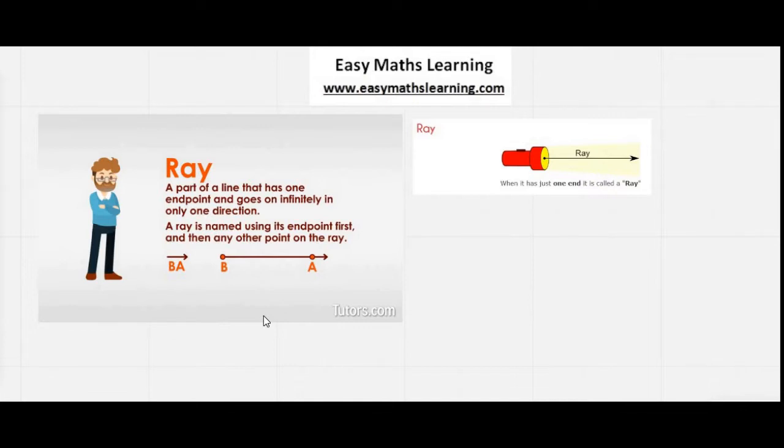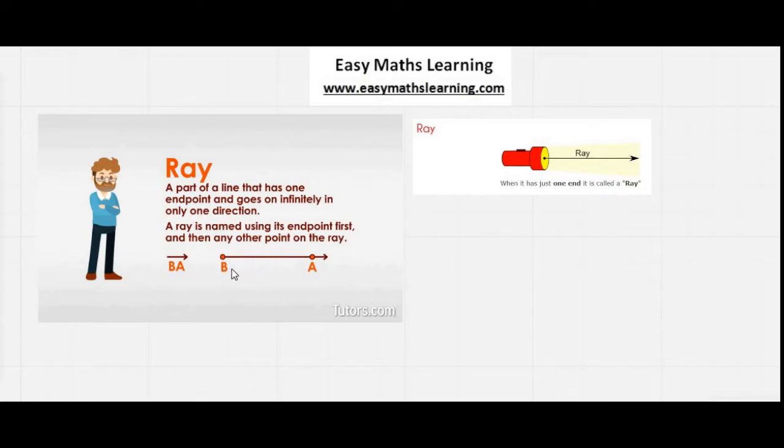I am Shantan Dhar and today I am going to explain the basics of geometry, just some of the basic topics. One of the topics which comes first is a ray. While defining a ray, we say a ray is a part of a line that has one endpoint and goes on infinitely in only one direction. A ray is named using its endpoint first and then any other point on the ray.